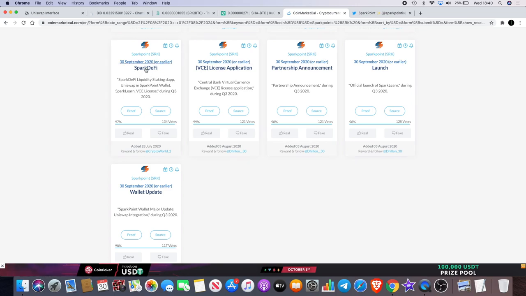But I mean, we looked at SparkDefi, so they put the fact that that will be launching soon. It did say on here they would be launching on the 30th of September or earlier. So I'm not sure whether that's actually launched yet. All I've seen is the fact that it was launching soon. The VC license application, still not heard anything, any update on that.